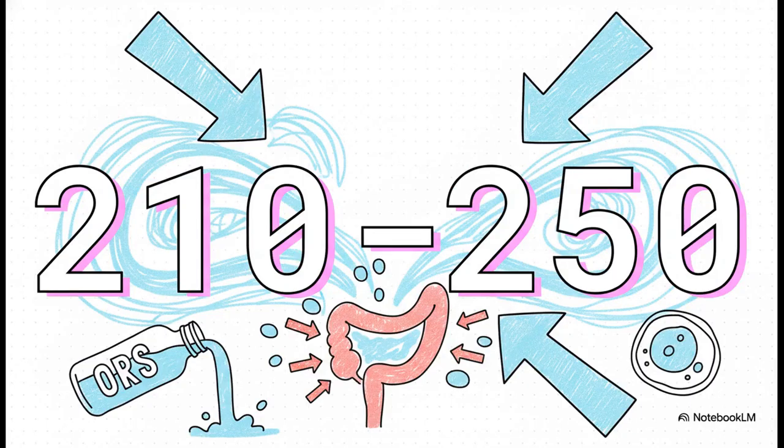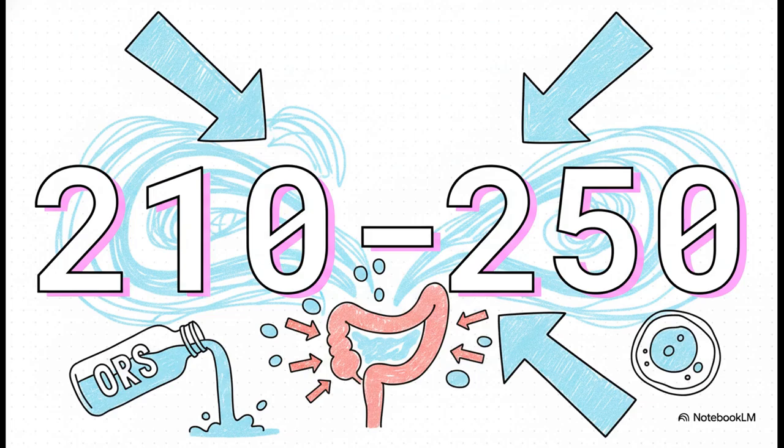Look at this vital number I've highlighted right here, 210 to 250. That is the ideal low osmolarity measured in milliosmoles per liter for an oral rehydration solution. Why? Well, you need a low osmolarity so the fluid actually gets pulled back into the body's tissues.